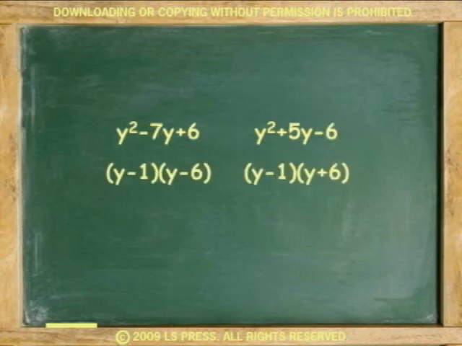By now, we can come up with a way to tell when to add, when to subtract. Whether we add or subtract to form the two binomials is determined by the sign of the last term. If the sign of the last term is positive, the factors of the products of the last terms are added. If the sign of the last term is negative, the factors of the product of the last terms are subtracted.